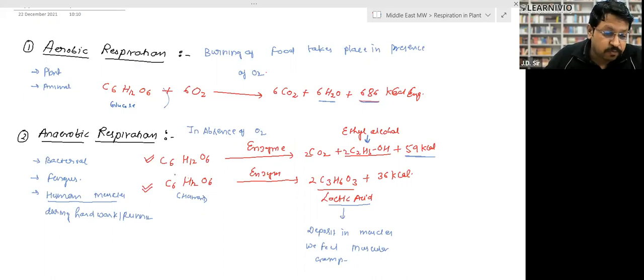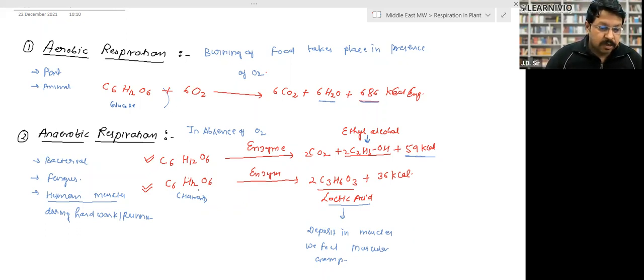So in absence of O2, when it takes place in bacteria, carbohydrate or glucose breaks down with the help of enzyme into 2CO2, carbon dioxide, ethyl alcohol, and 59 kilocalorie energy. Now you can see the difference of energy, right? 686 versus 59 from one glucose molecule. Ethyl alcohol formation takes place. That's how we produce ethyl alcohol with the help of bacteria in breweries, where we make wine, beer, and all that.